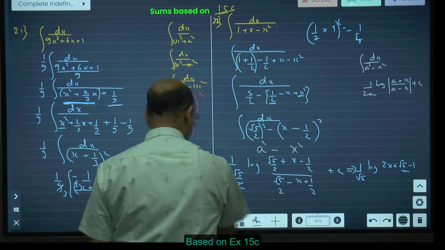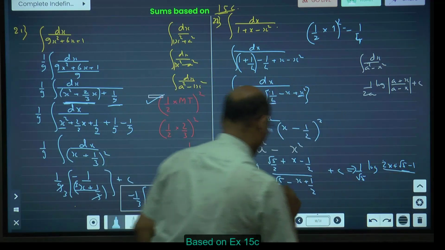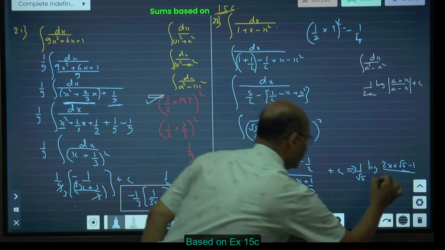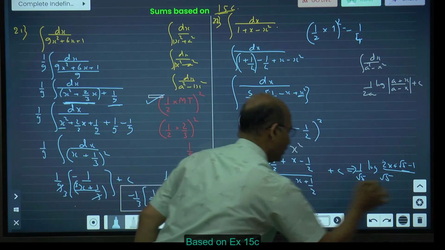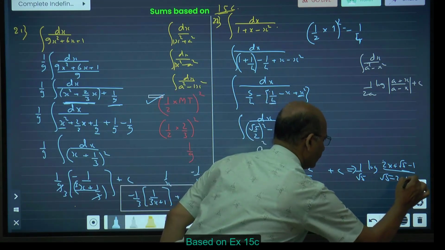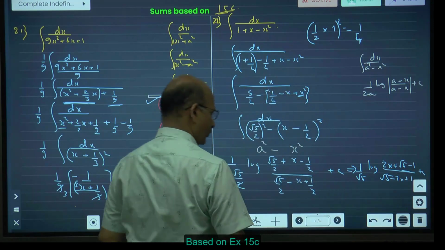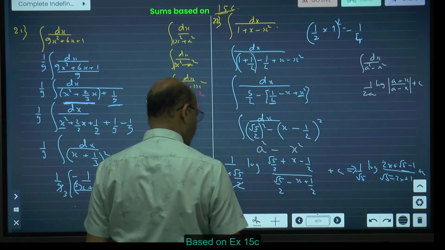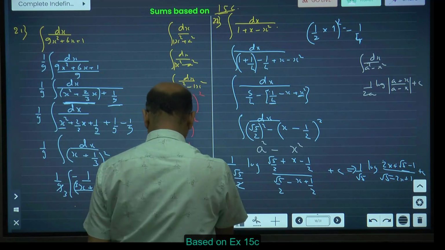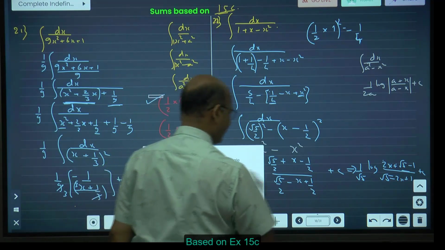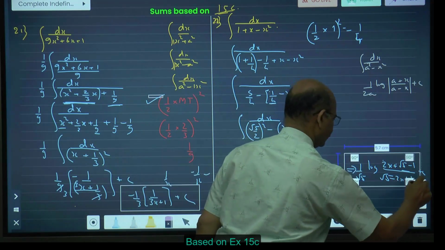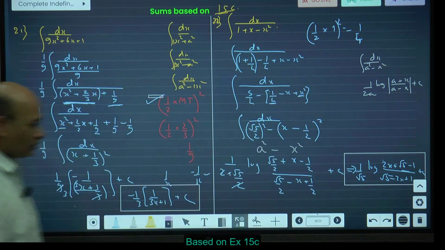Just a minute, children. So if you see this, what is happening here, if I find the LCM here, this will be root 5 minus 2x plus 1 plus c. So this is what exactly the answer will look like. So this is the answer of this particular question.